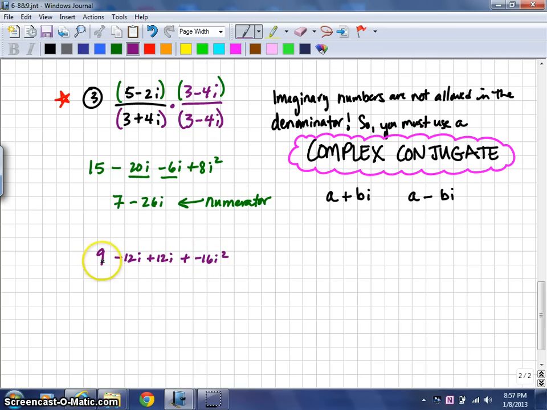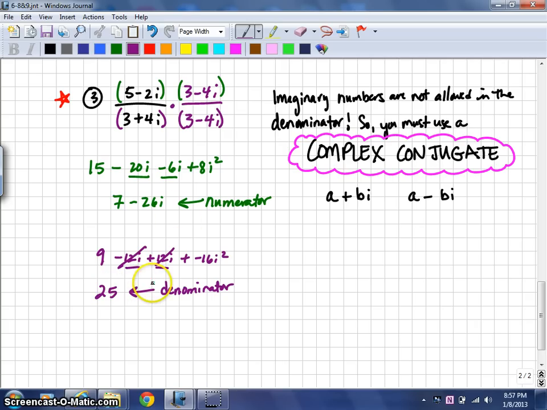So positive 16 plus 9 is 25, and then I have like terms in the middle. Negative 12i plus positive 12i actually cancels each other out. So now my numerator is just a number. Excuse me, my denominator is just a number. And that is what I wanted. Since imaginary numbers are not allowed in the denominator, I wanted the denominator to become just a number.